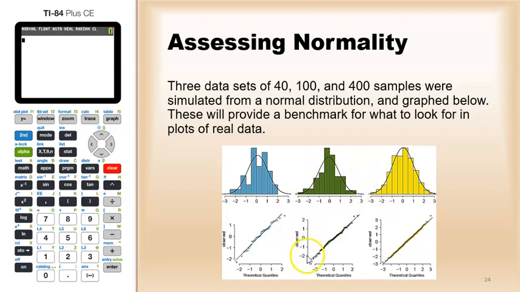100 is better. A bit straighter, but again, not absolutely perfect, but real world, never going to be absolutely perfect. 400, even better. It looks fairly straight, not a whole lot of meandering here or anywhere.